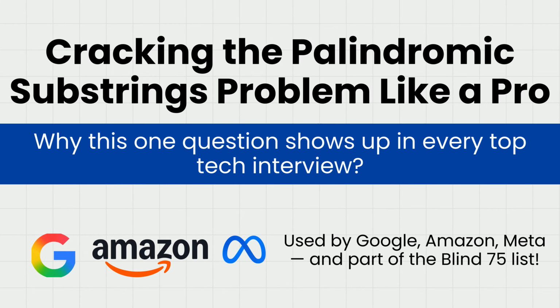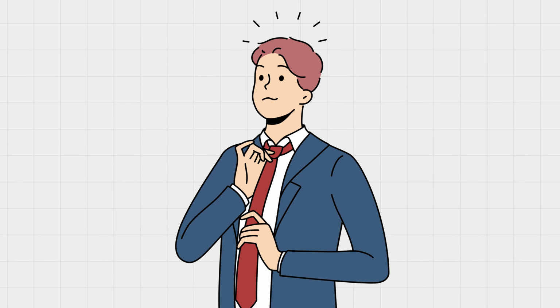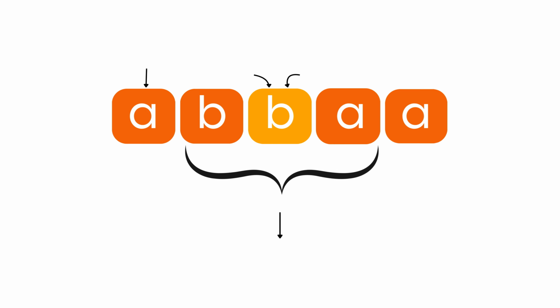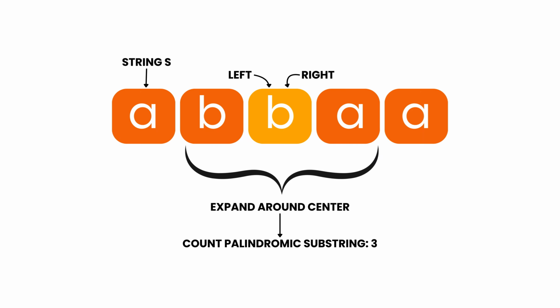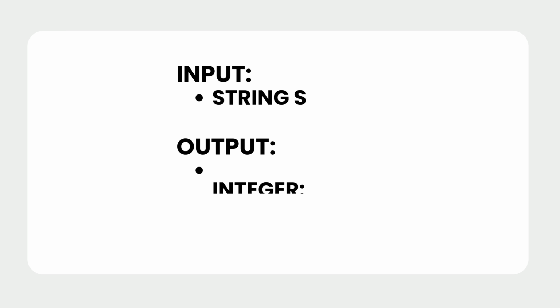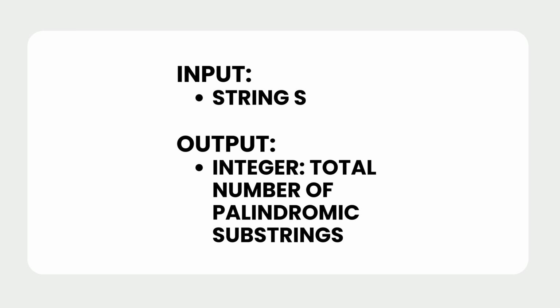Let's break down palindromic substrings using the basic approach, so you can confidently handle any substring counting or expansion problem. Given a string S, return the number of palindromic substrings in it. Substrings must be contiguous. Each character counts as a palindrome. Input: string S. Output: integer, total number of palindromic substrings.